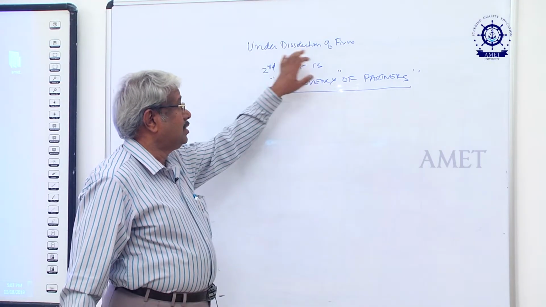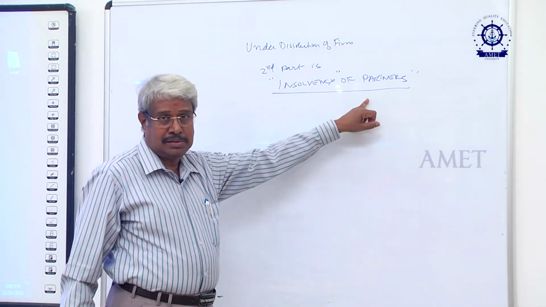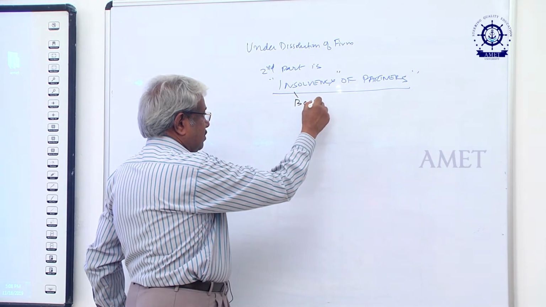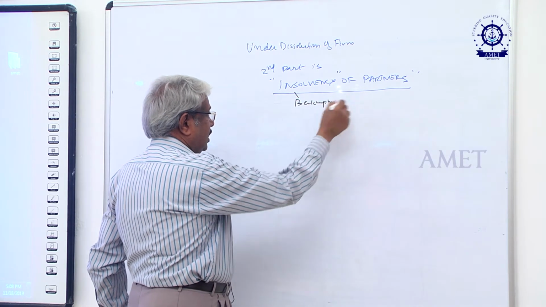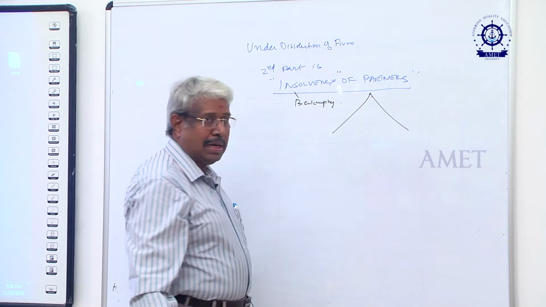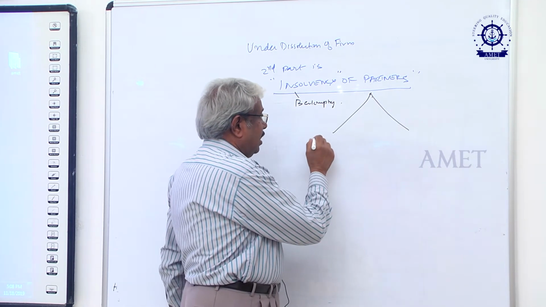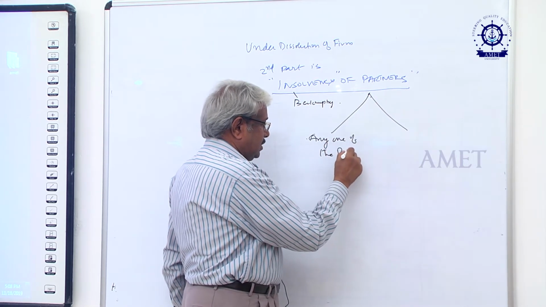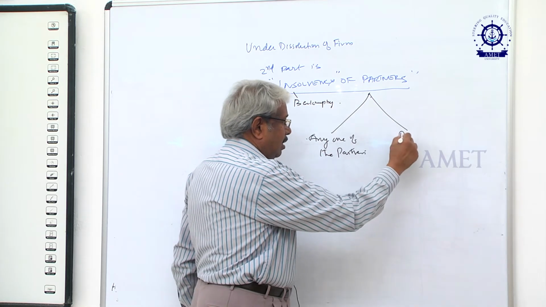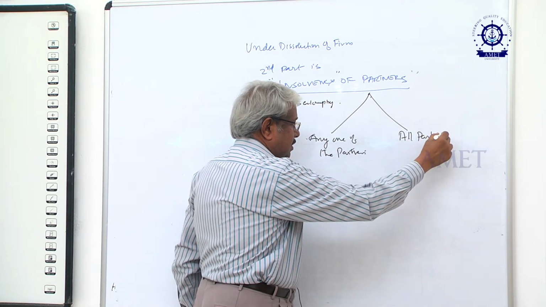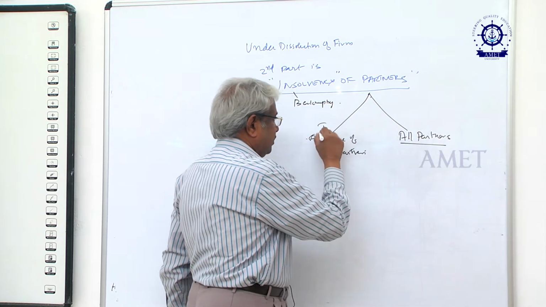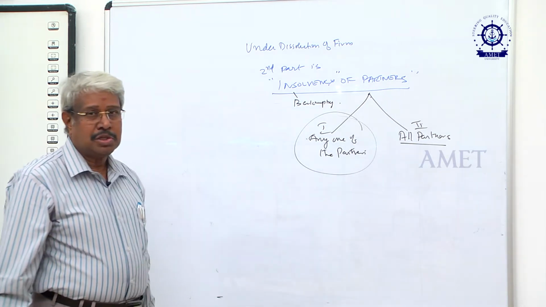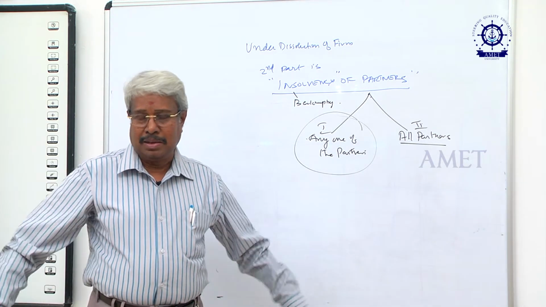In the second part of the dissolution of firm, we have insolvency of partners. Insolvency means bankruptcy, completely bankrupt. Under insolvency of partners, there are two types: insolvency of any one of the partners, or all partners insolvent. So now we see the first part, namely any one of the partners is insolvent, completely bankrupt.